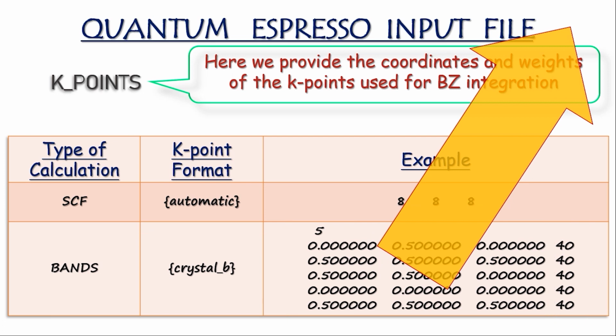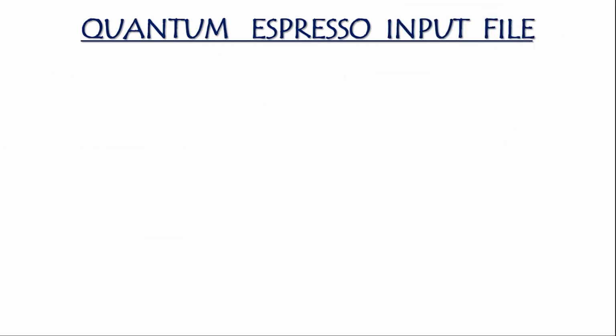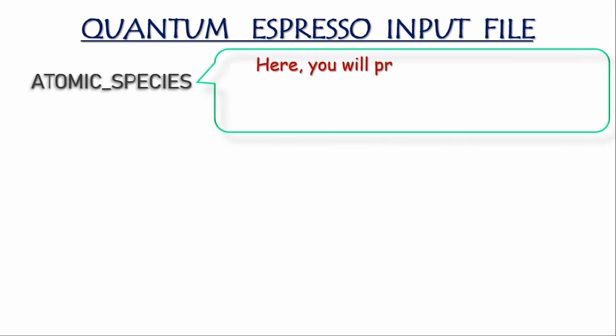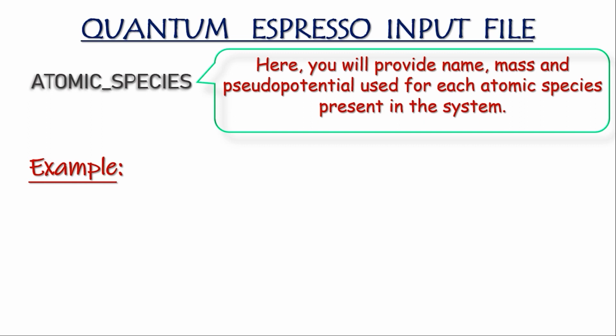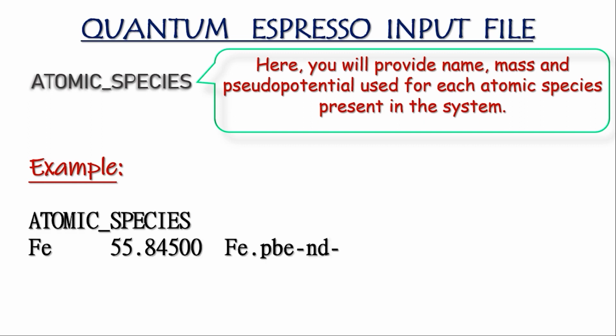Now, once the k points are defined, then comes atomic species. Here, we actually are going to provide the name, atomic mass, and the name of the pseudopotential that is used for each atomic species that are present in the system. For example, it is written as ATOMIC_SPECIES. Now, if we are using iron, then we will write Fe, after a space, we are going to write 55.84500. That is the atomic mass of iron, and then the name of the pseudopotential.